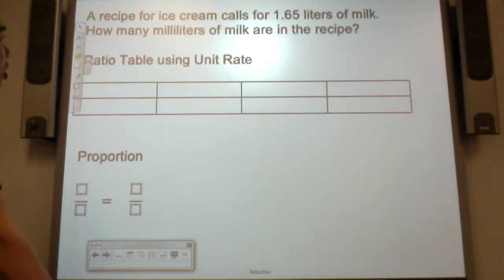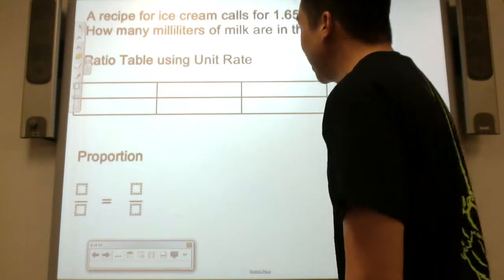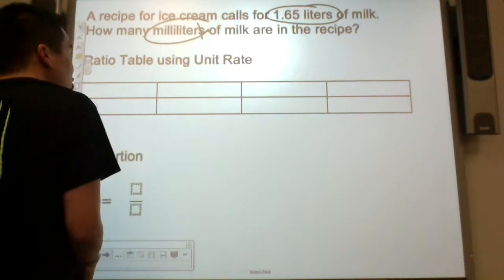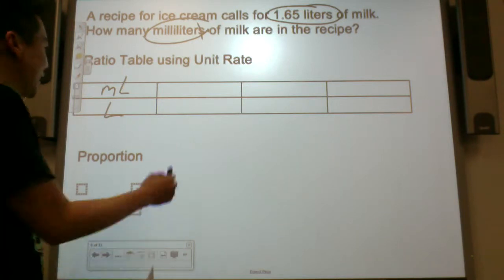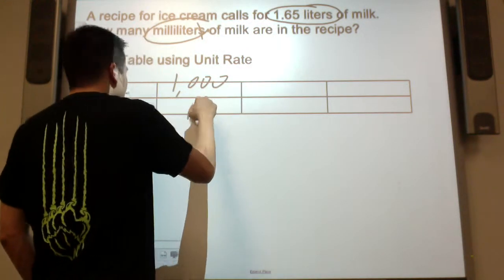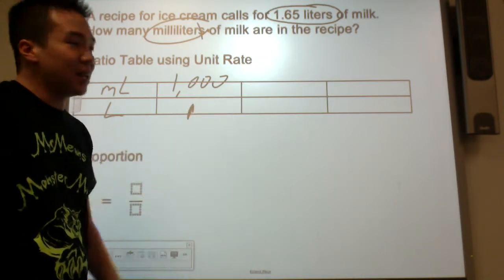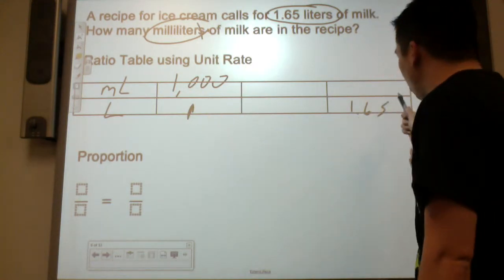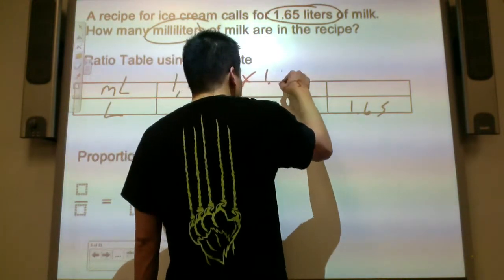In this example, a recipe for ice cream calls for 1.75 liters. How many milliliters is this? So it's about milliliters and liters. Looking at your reference chart, what does it say? 1,000 milliliters is 1 liter. Before some of you ask why I don't label it liters and milliliters, remember, when writing a unit rate, the 1 needs to be in the denominator. So can you build 1 liter to 1.65 liters? To build it up, you multiply by 1.65.